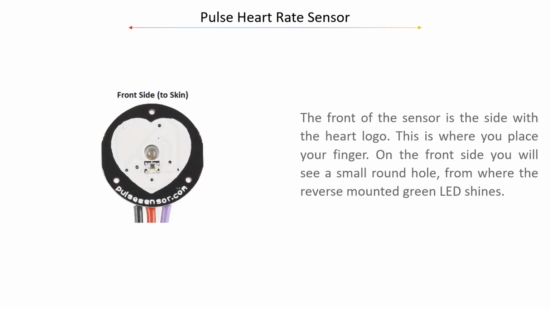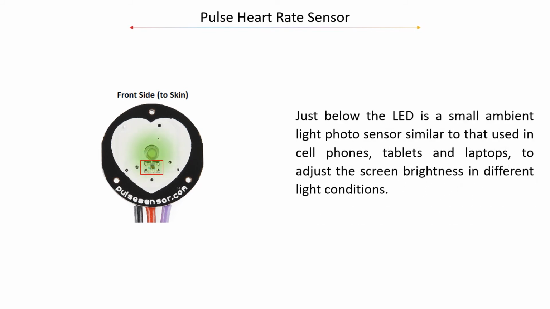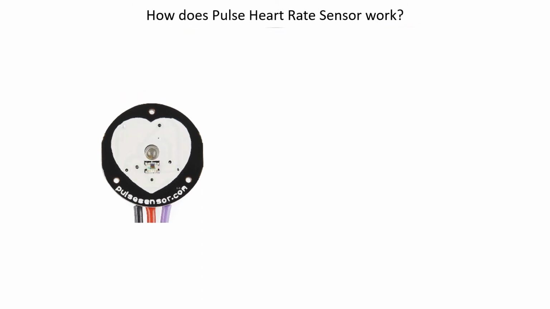The front of the sensor is the side with the heart logo. This is where you place your finger. On the front side, you will see a small round hole from where the reverse-mounted green LED shines. Just below this LED is a small ambient light photosensor, similar to that used in cell phones, tablets, and laptops, to adjust the screen brightness in different light conditions. So let's find out how this sensor works.